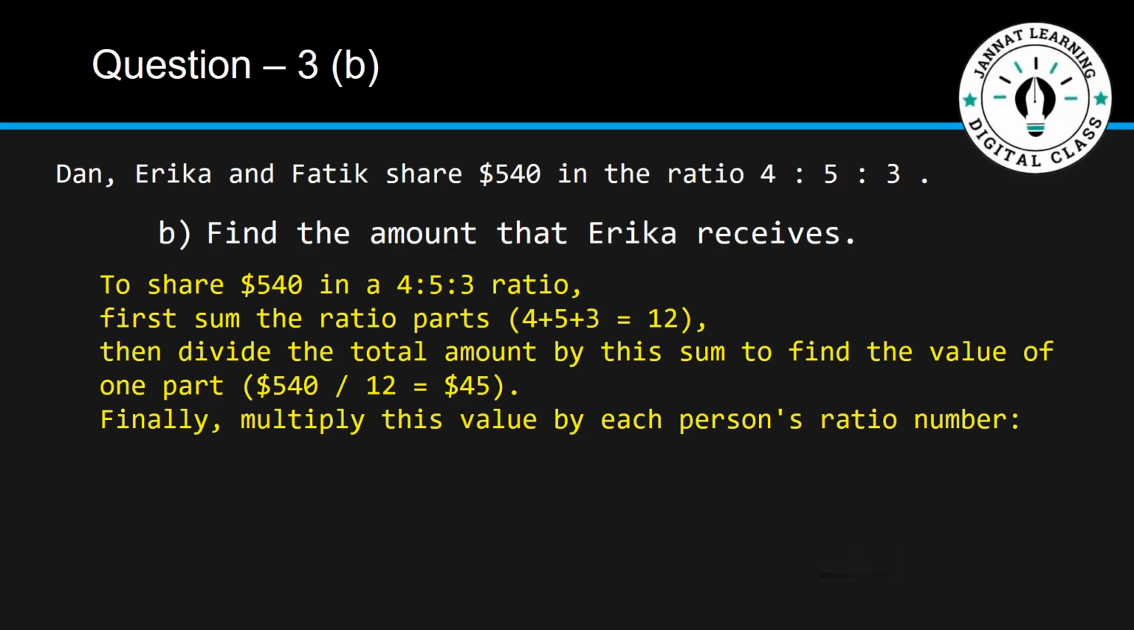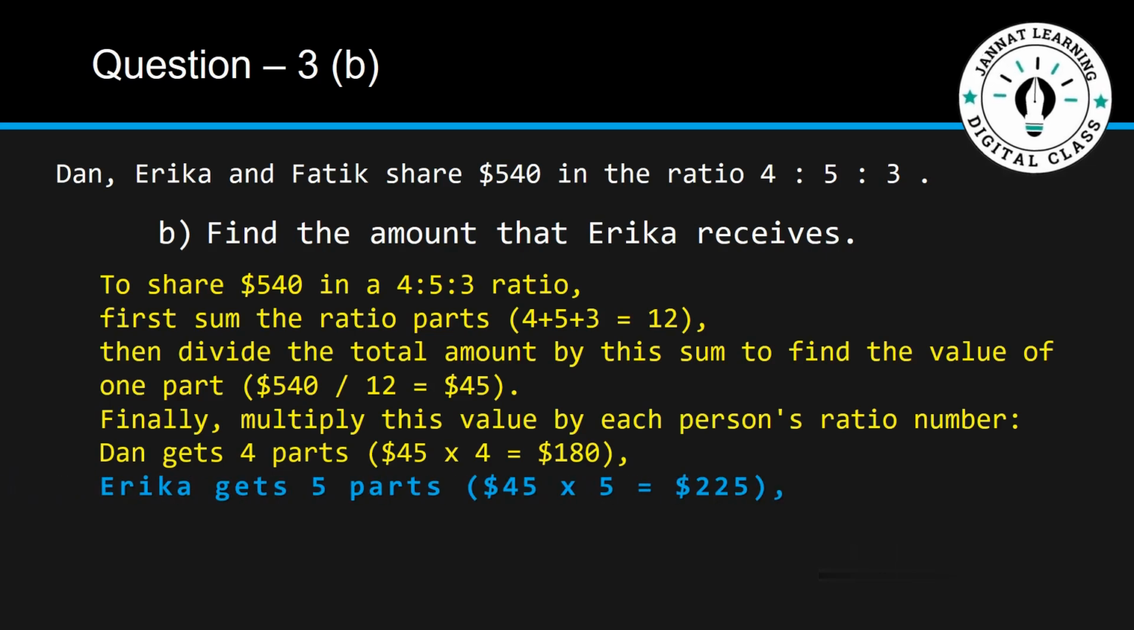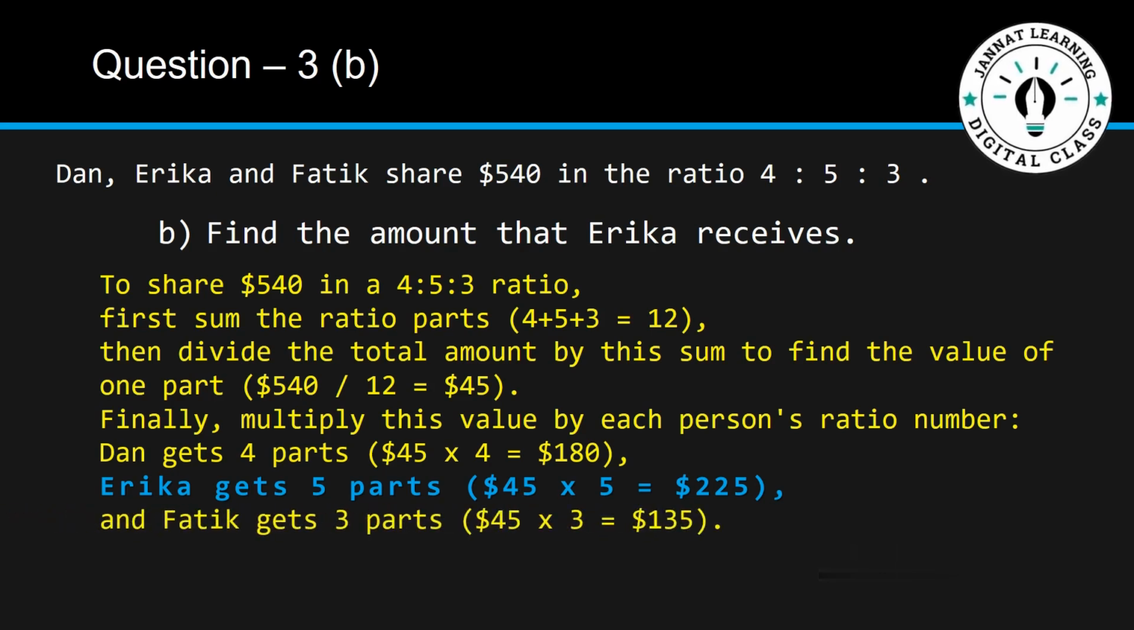Finally, multiply this value by each person's ratio number. Dan gets 4 parts, $45 times 4 equals $180. Erica gets 5 parts, $45 times 5 equals $225. And Fatik gets 3 parts, $45 times 3 equals $135.